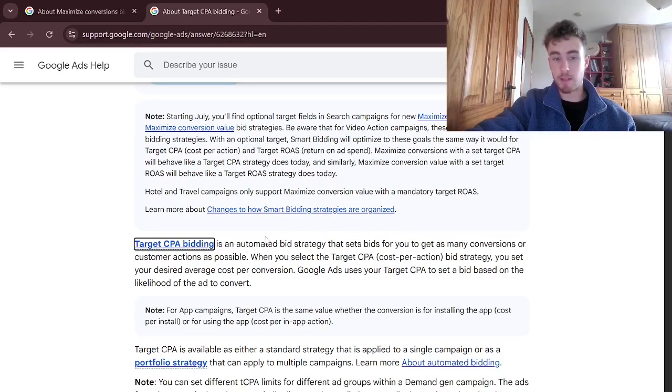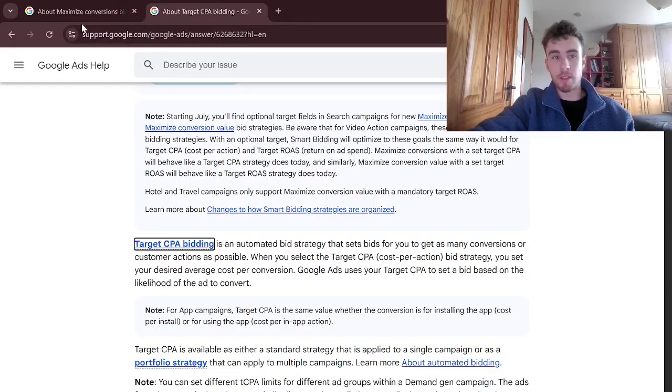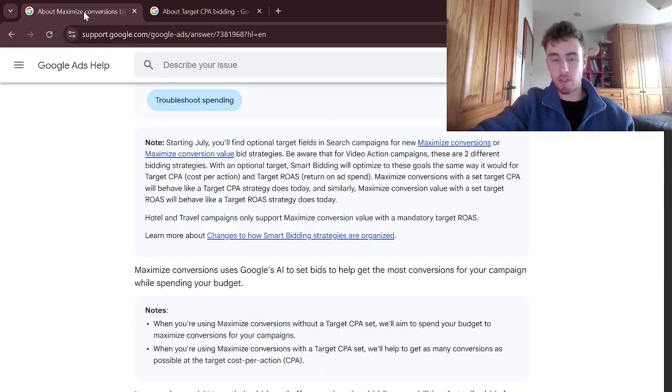Now, target CPA is also an automated bid strategy that gets you as many conversions as possible. But the main difference is that when you set your target CPA, you set a desired average cost per conversion, and then Google takes that into account because you've made it clear exactly what you're willing to pay per lead. Whereas with maximize conversions, the only guideline you're giving them is to just get as many conversions as possible. And really, when you're looking at the two side by side, they're both trying to get you as many conversions as possible.